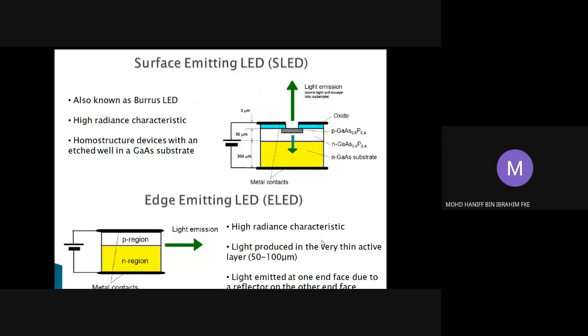Again, it also has high radiance characteristics. Light is produced in a very thin active layer, normally at the P region. For the edge emitting LED, light is emitted at one face, while the other face is a reflector, so there should be no light emitted at this side. It is only emitted at a single side. So this is an example of the edge emitting LED.